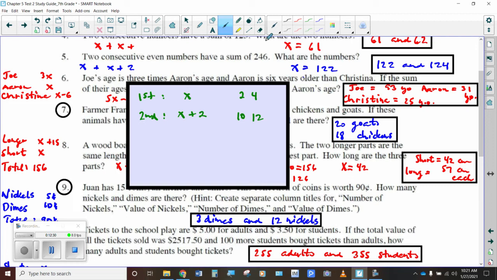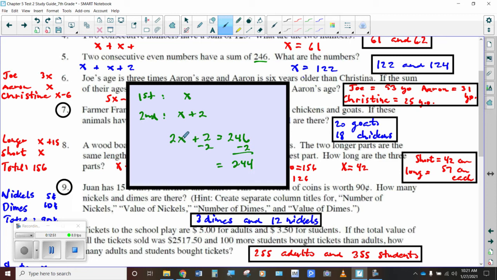So now what do they say about the sum of these 2 consecutive numbers? It is equal to 246. So we're going to take 2 x's plus 2, right? x plus x plus 2 is 2x plus 2, which is equal to 246. So now we begin the process of solving.